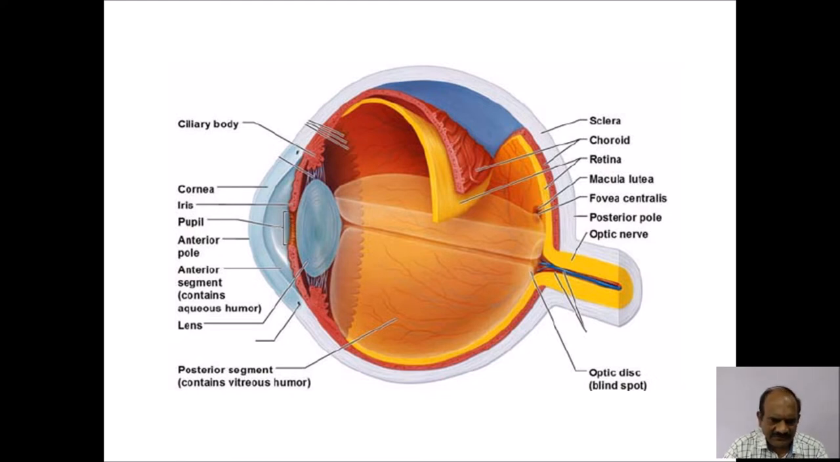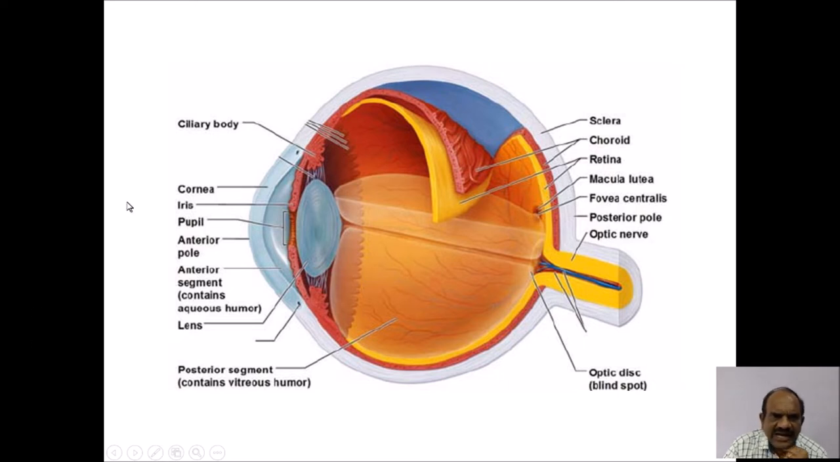Similarly, you come across two different terms, the anterior chamber and the posterior chamber of the eye. The portion behind the anterior surface of the cornea and in front of the pupil is called the anterior chamber. This is part of the anterior segment, and the posterior segment is the portion from the back of the optical lens till the posterior pole.